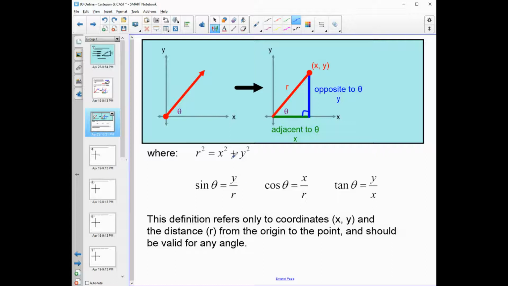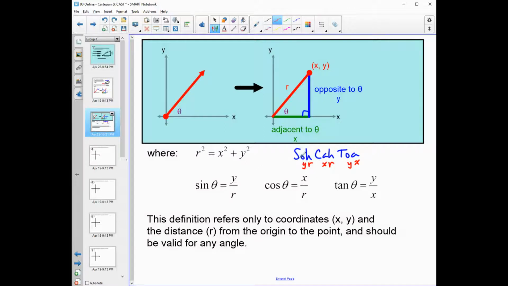But if we now make use of, once again, SOHCAHTOA, the sine is opposite over hypotenuse, but the opposite side is actually the y-coordinate and the hypotenuse is the r value. The adjacent side to this angle theta is now the x-coordinate and the hypotenuse is the r value. And for tangent, the opposite side is y, the y-coordinate, and the adjacent side is the x-coordinate.